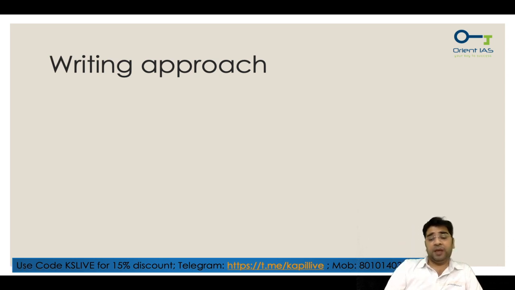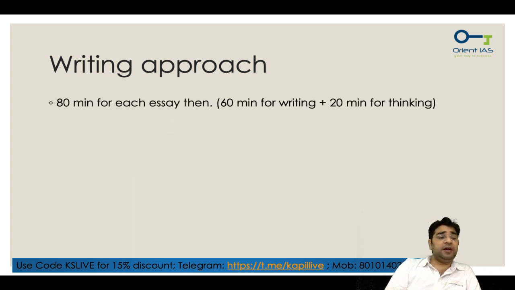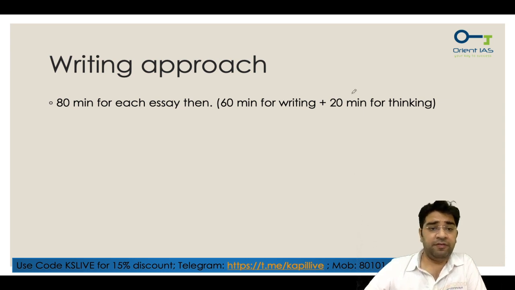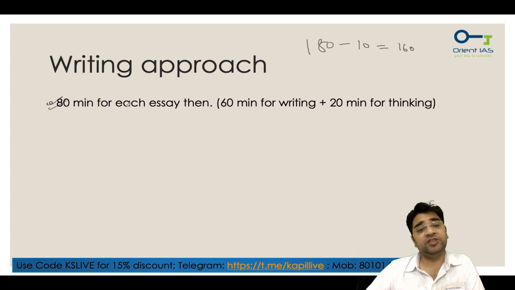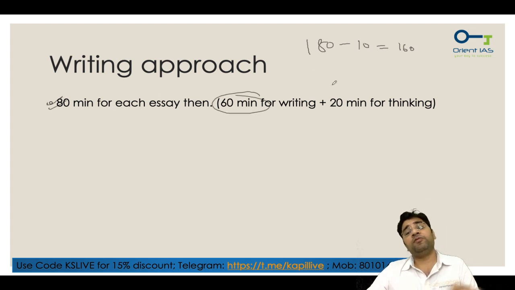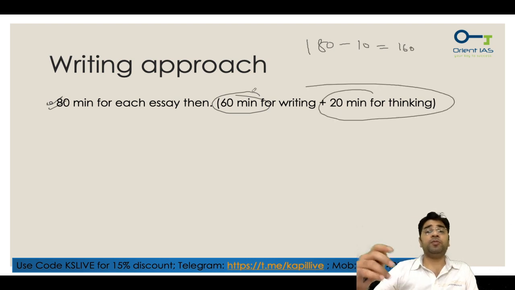This is clear. Now comes the writing approach. Time management is very important in an essay, so you should divide your time. Let us say you have 180 minutes. Subtract 20 minutes as a buffer. You get 160. Divide it into 80 minutes for each essay. 60 minutes should be put for writing, and 20 minutes for brainstorming. So this is what you need to do.